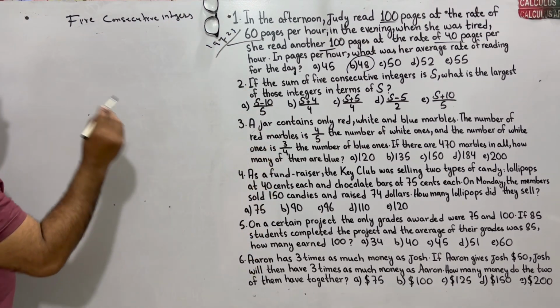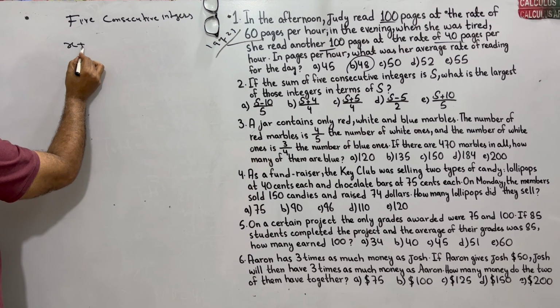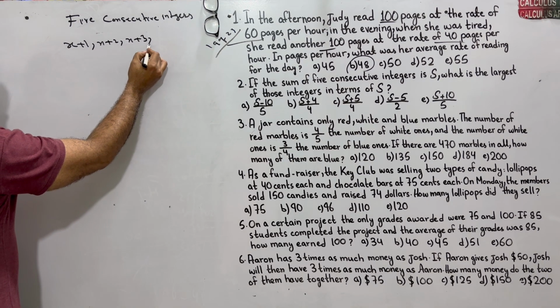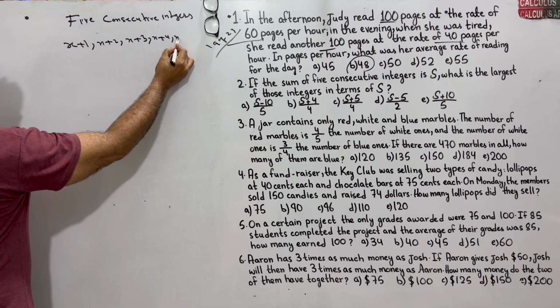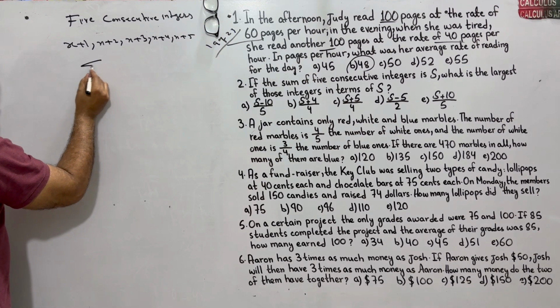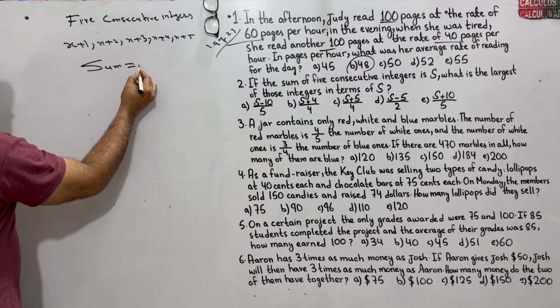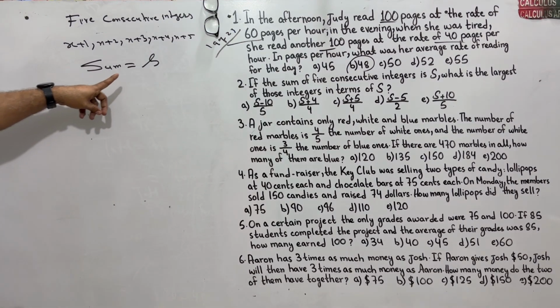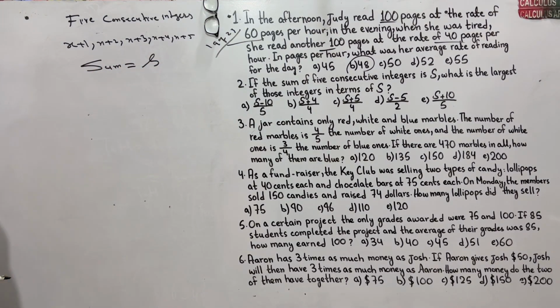Consecutive integers differ by 1. Simply, you can write x, x plus 1, x plus 2, x plus 3, x plus 4, x plus 5. Their sum is equal to s. I am writing s in that fashion. Sum of the integers is 5.